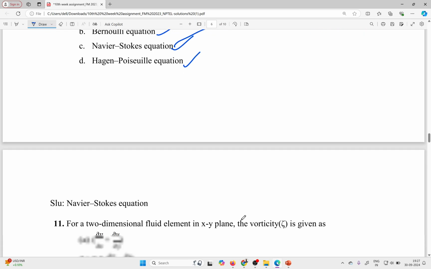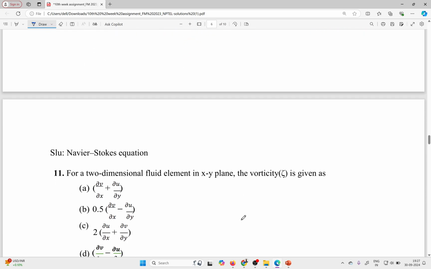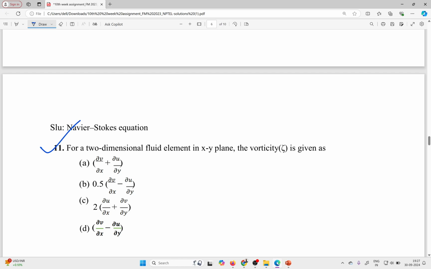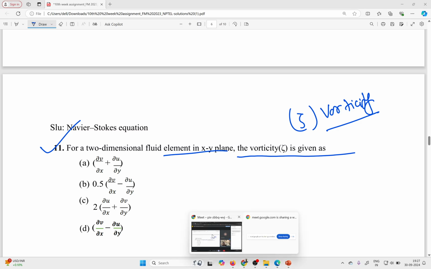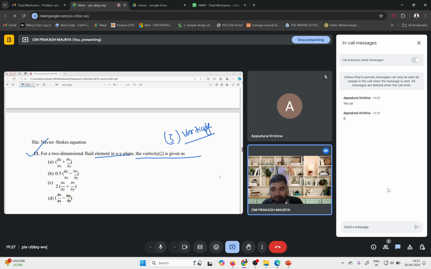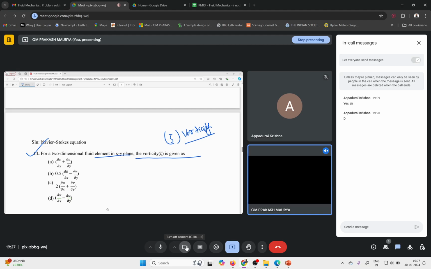So the next question is question number 11. For a two-dimensional fluid element in the xy plane, the vorticity is given by, we are talking about here vorticity. What will be the value of vorticity? So please just try to give your answer for this question. Question number 11. You have 2-3 minutes. Just try to think and try to give your answer.